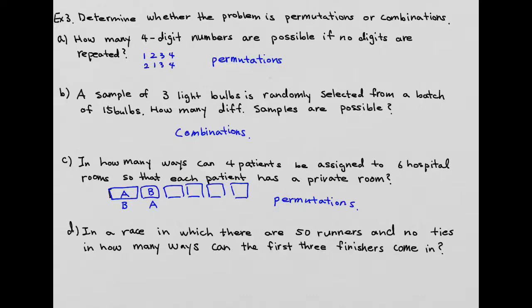Let's look at D. In a race in which there are 50 runners and no ties, in how many ways can the first 3 finish come in? So first 3: first place, second place, and third place. So if I put A here, B there and C, is that going to be the same if C becomes first place and A second and B third? Well, that's going to be a different case, right? The same people but a different case because C becomes first instead of third. So order matters on this one. So again, permutations.